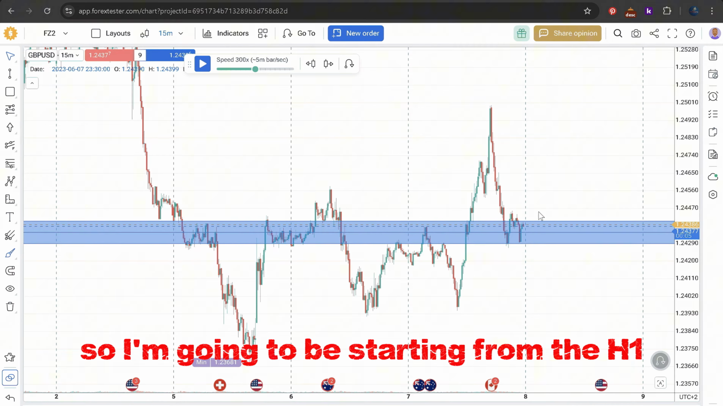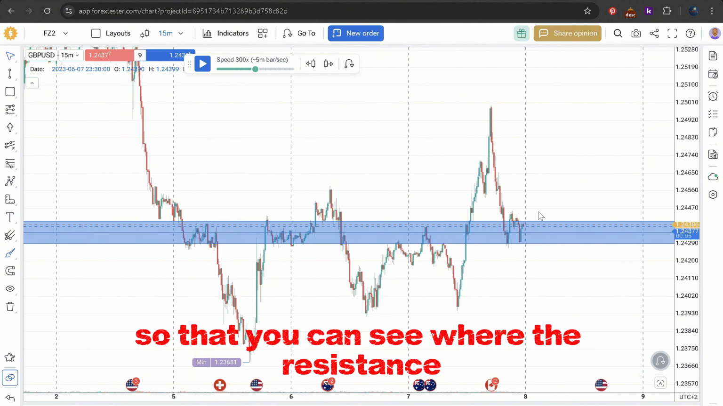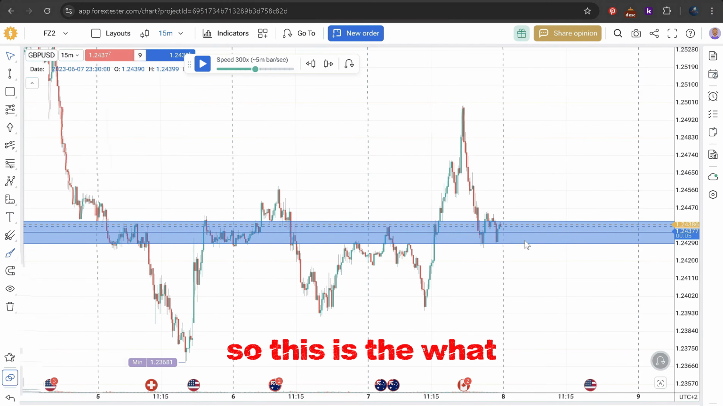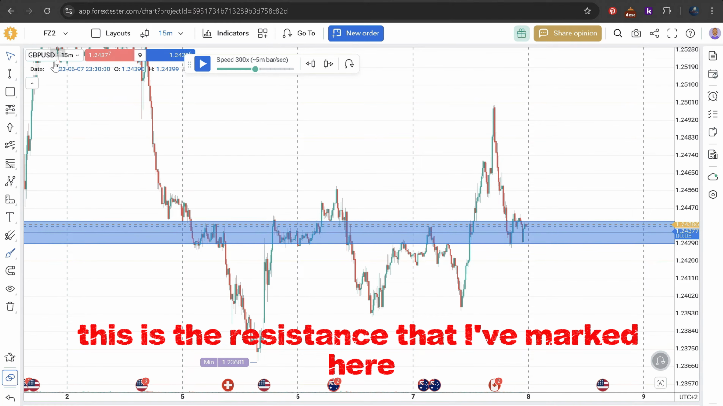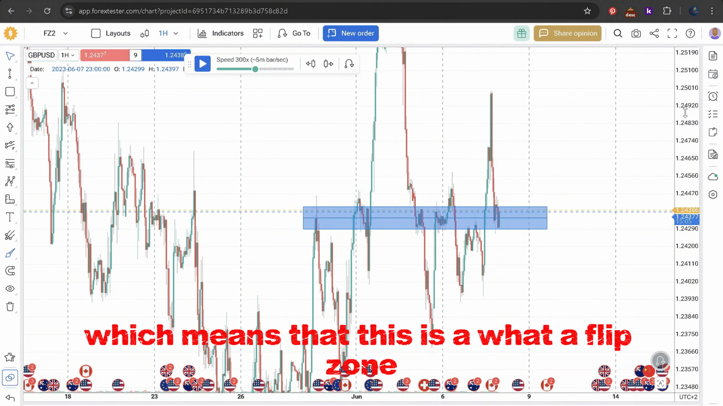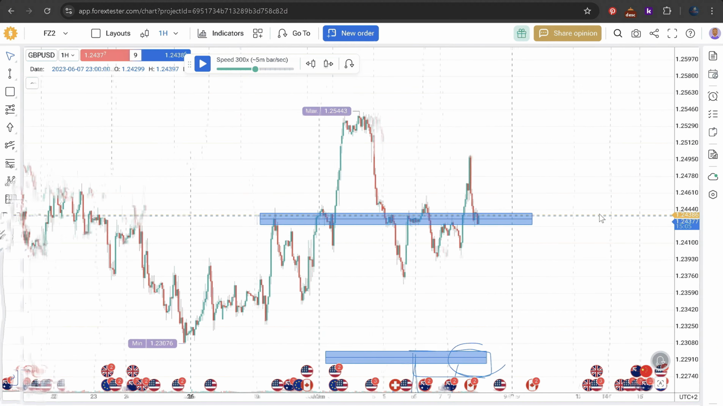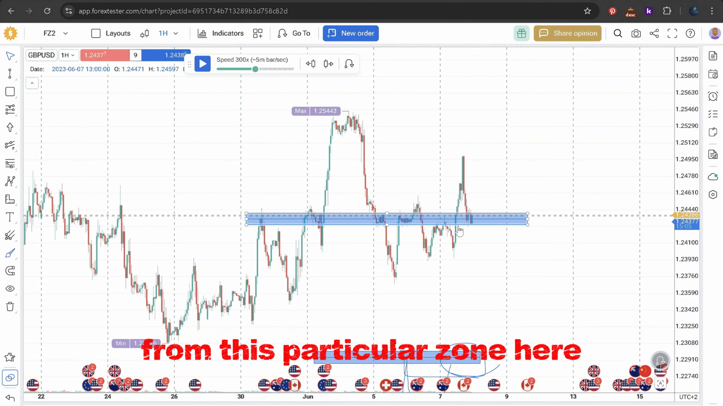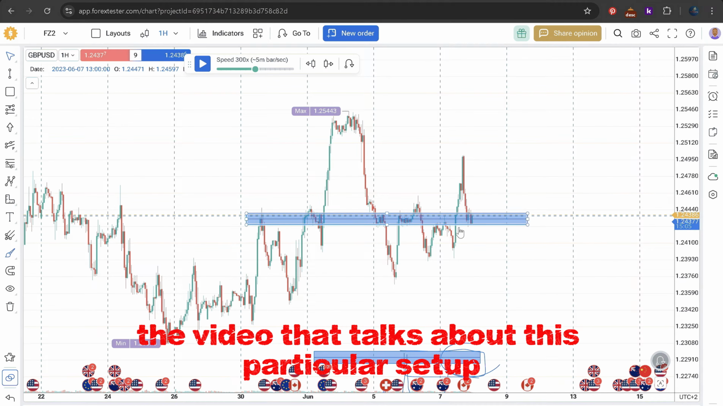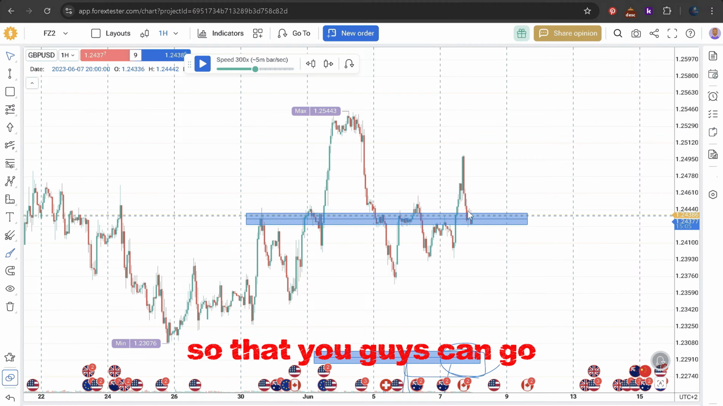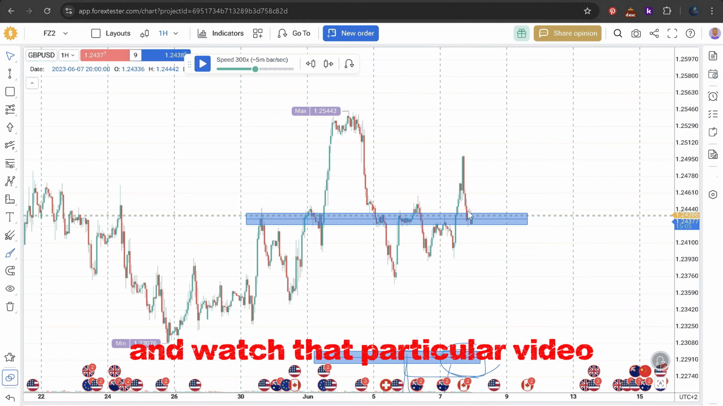I'm going to be starting from the H1 so that you can see where the resistance or the support is coming from. This is the resistance that I've marked here, and this is resistance turned support, which means that this is a flip zone. So I'm going to be taking my trades from this particular zone here, and I'm going to link the video that talks about this particular setup at the end of the video, so that you guys can go and watch that particular video if you don't understand.